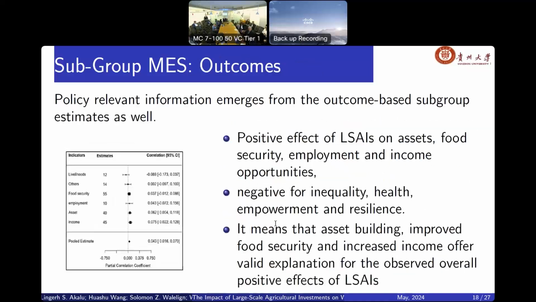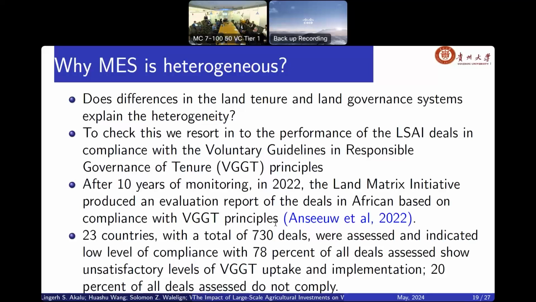And we also conduct a subgroup analysis based on the outcome variables that indicate welfare and livelihoods. And this shows the mechanism through which such investments improve the welfare and livelihoods of local communities, and asset creation and income are actually the pathways through which such investments improve welfare and livelihoods of local communities.